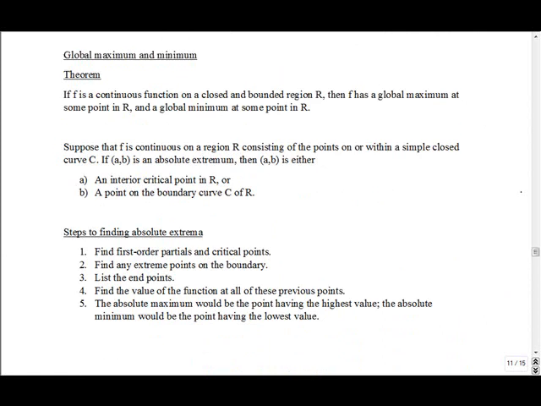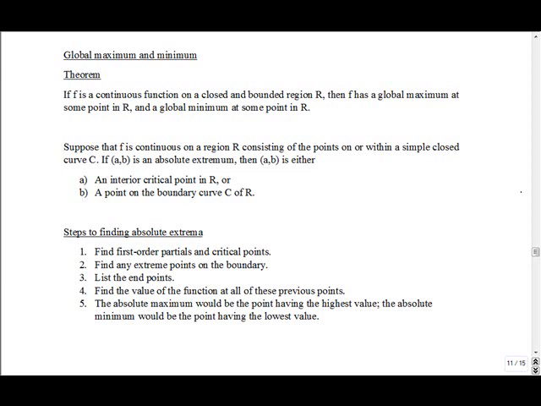The last thing we will do is global max and min. We have a number of theorems, and I've actually stated the steps for these absolute extrema. If f is a continuous function on a closed and bounded region, it has to be closed and bounded, then f has a global or absolute maximum at some point in R and a global minimum at some point in R. So as long as you have a closed and bounded region, there must be global extrema in there.